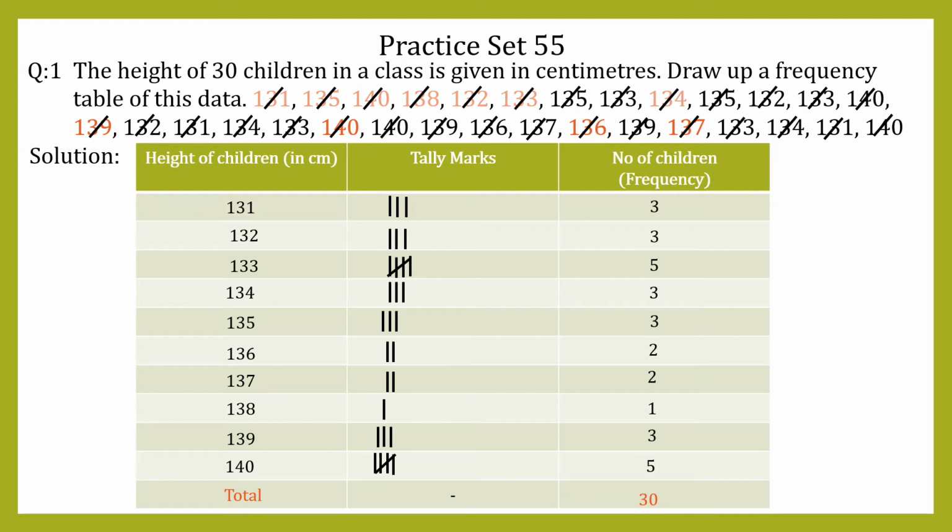Now, as you can read in the question, height of 30 children in a class. So, observations for 30 children were given and we have got total also 30. This means our sum is correct.